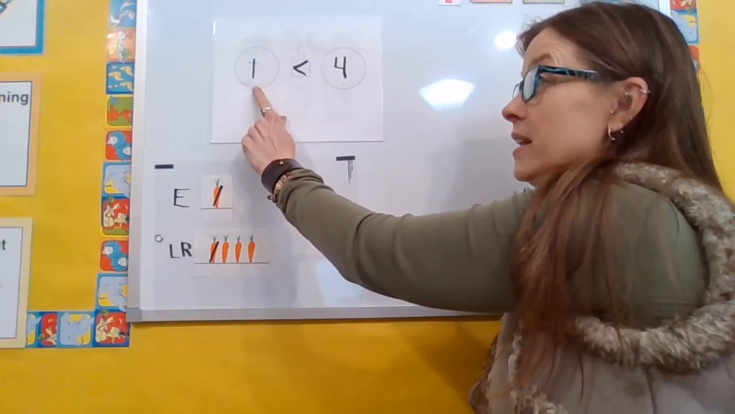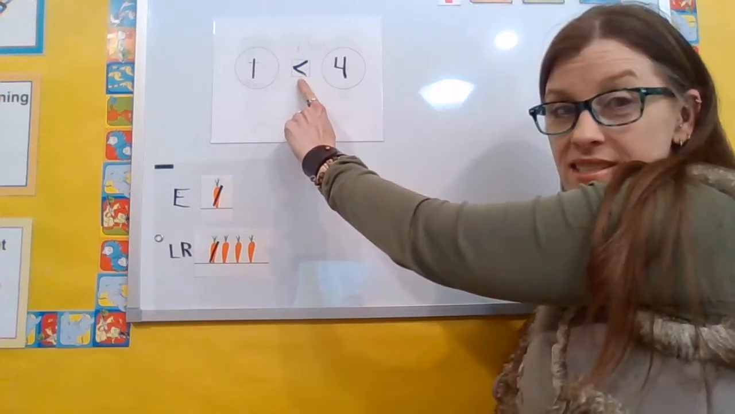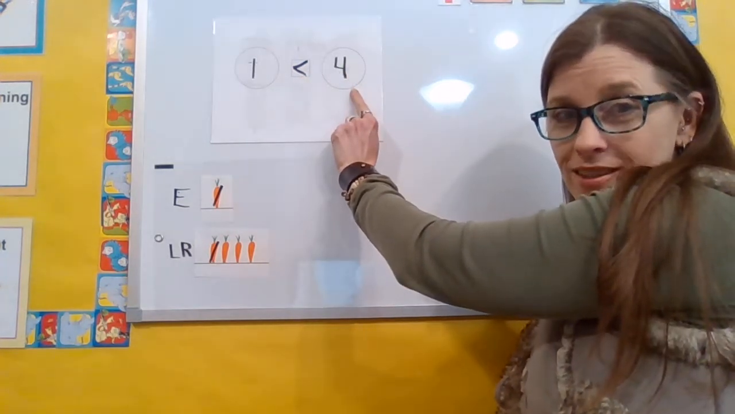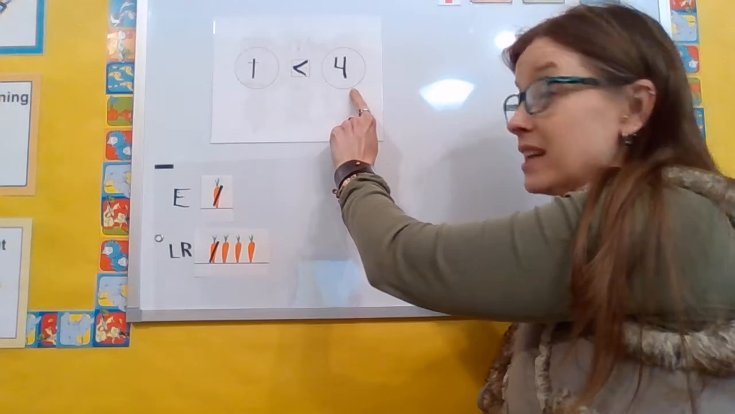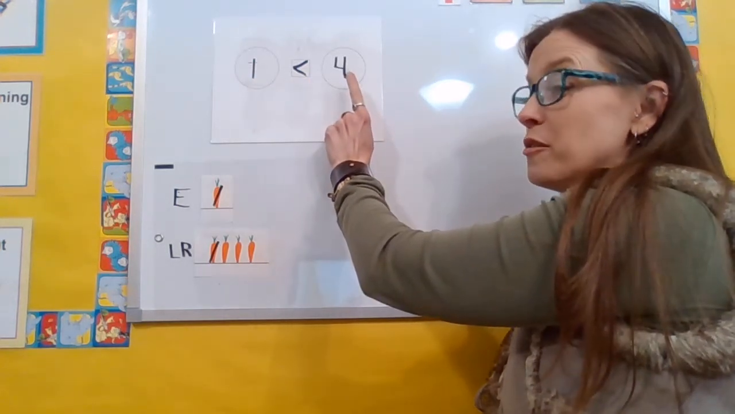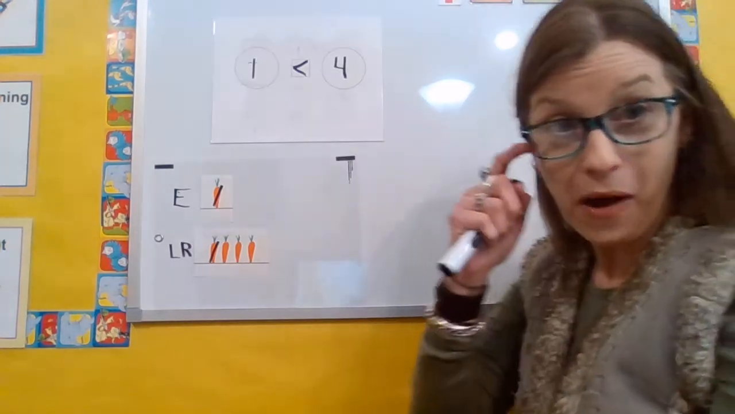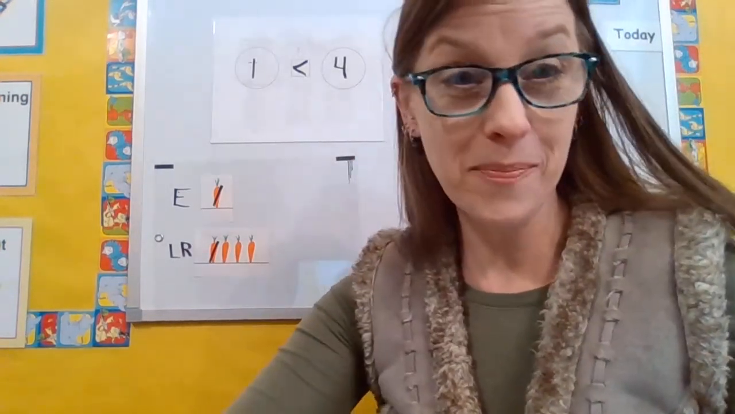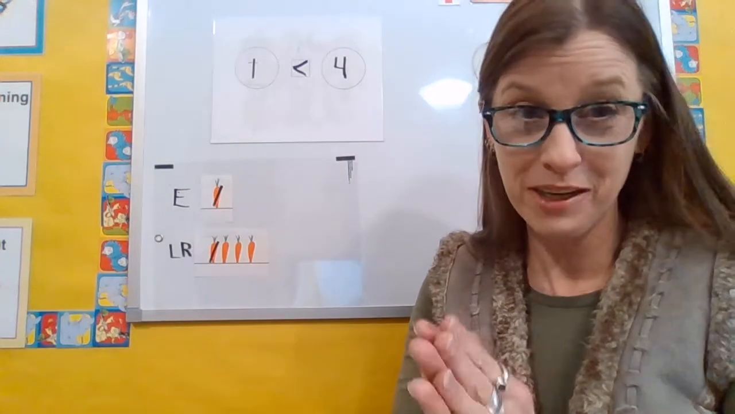So I'm going to read it first, and then I want you to read it with me. Miss Ty first. Ready? 1 is less than 4. Now read it with me all together. Get ready. 1 is less than 4. Wow, you all did the best job. I am so very proud of you.